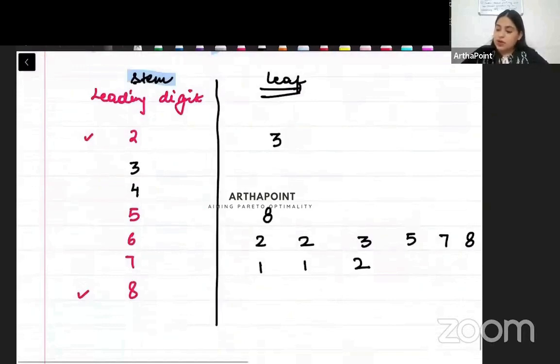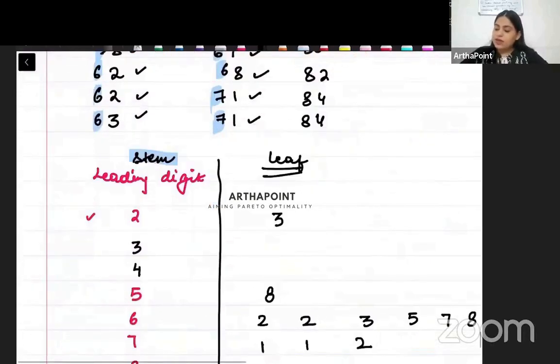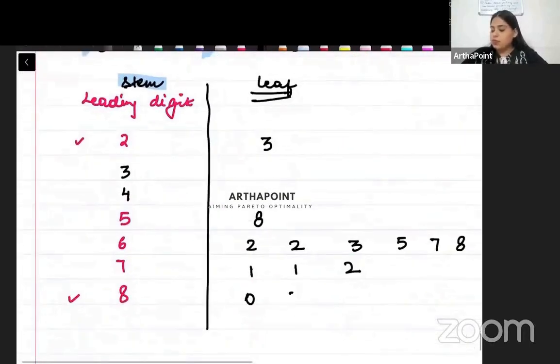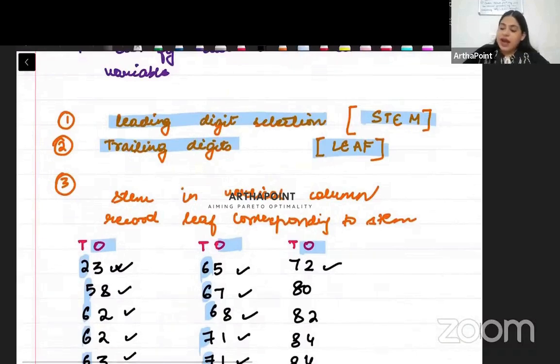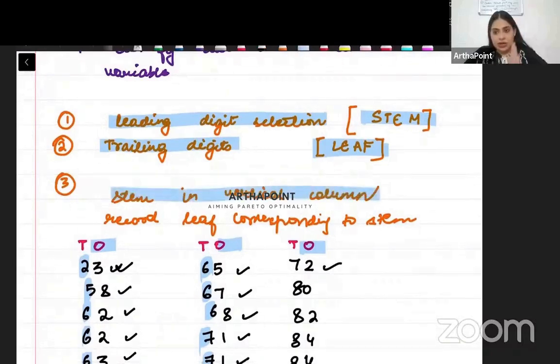So I will start with 0 beta. 0, 2, 4 and 4. So this is what a stem and leaf is. What have I done? I have written all stem in the vertical column, and corresponding to each stem, I have recorded the leaf. Okay, that is called stem and leaf.